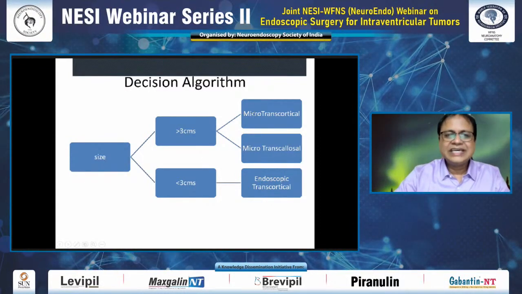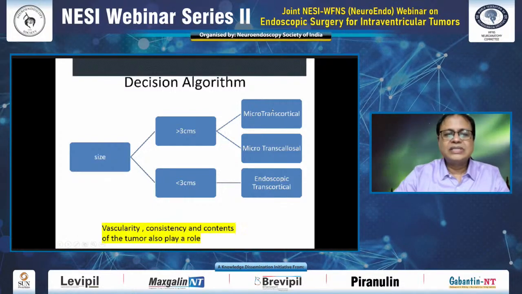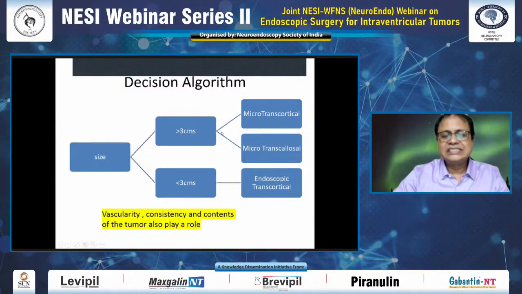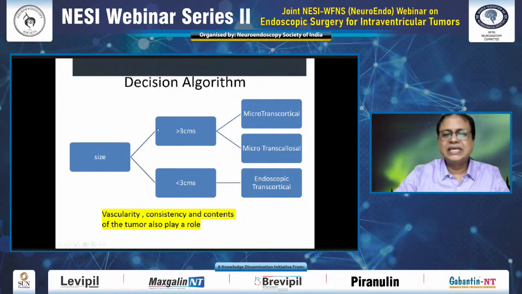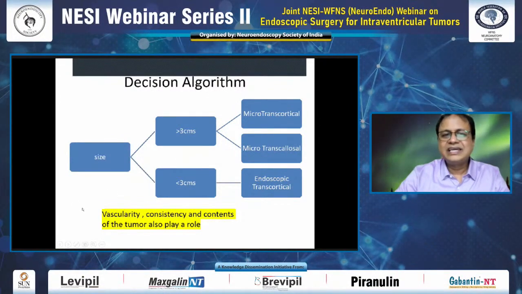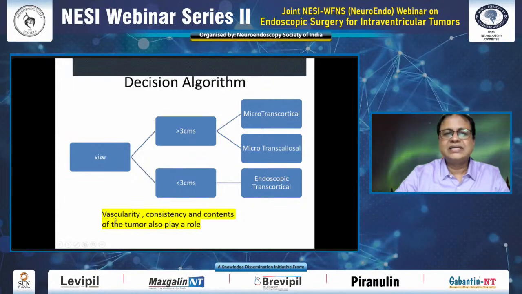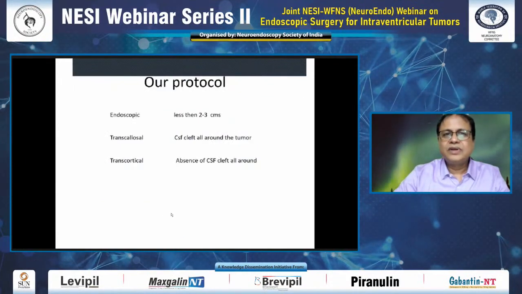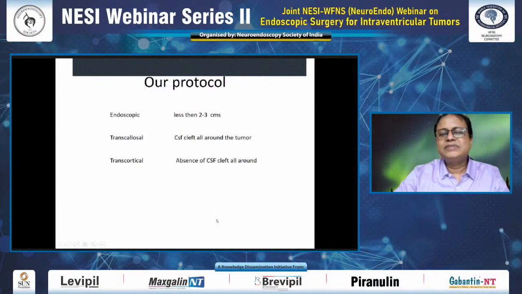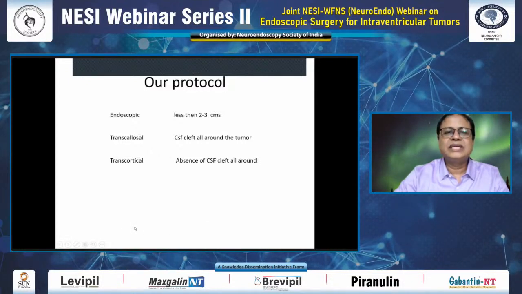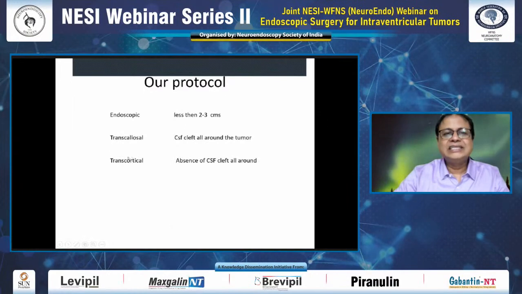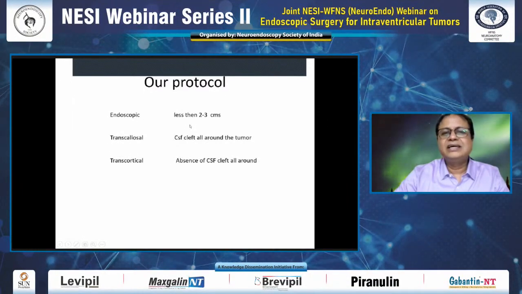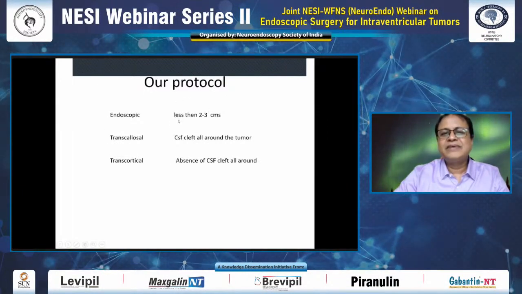But it's not only the size, but also one has to look at the vascularity of the tumor, the consistency, whether it's cystic or solid, and the contents of the tumor also play a role. If it's very hard, again, endoscopy probably is difficult. So our protocol is, if you have a tumor which is less than 2 to 3 centimeter, we do an endoscopic. But if it's more than 3, we do a microscopic, either a transcallosal or transcortical, depending again on the MRI finding.